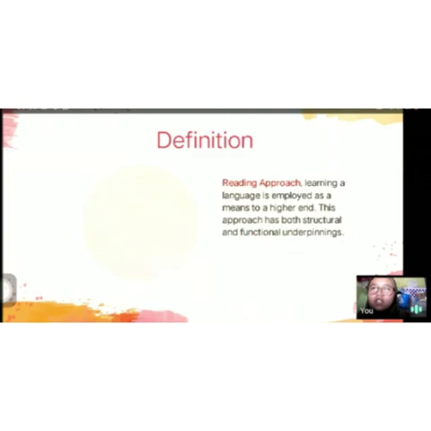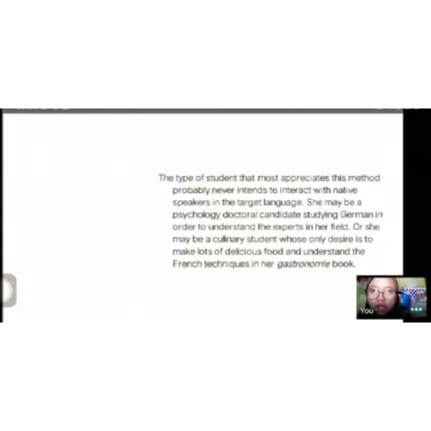Definition of reading approach is that learning a language is applied as a means to a higher end. This approach has both structural and functional underpinnings. Next. The type of student that most appreciates this method probably never intended to interact with native speakers in the target language. Next.